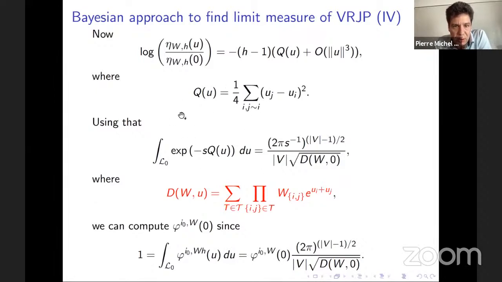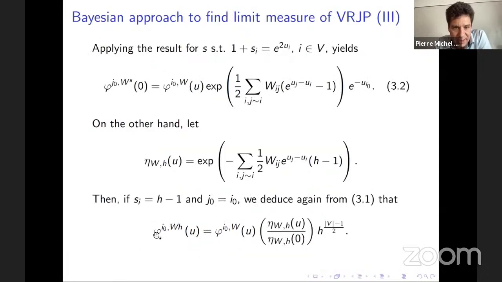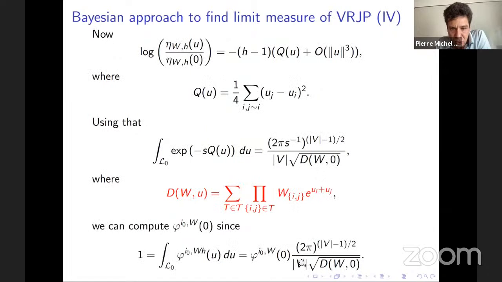So now this concentration of the measure, phi I0 WH of u around 0 when h is large, together with the fact that the integral of phi I0 WH is 1, enables you to find the constant phi I0 W of 0. So here you define dW of u, a quantity similar to the ones we looked at before.